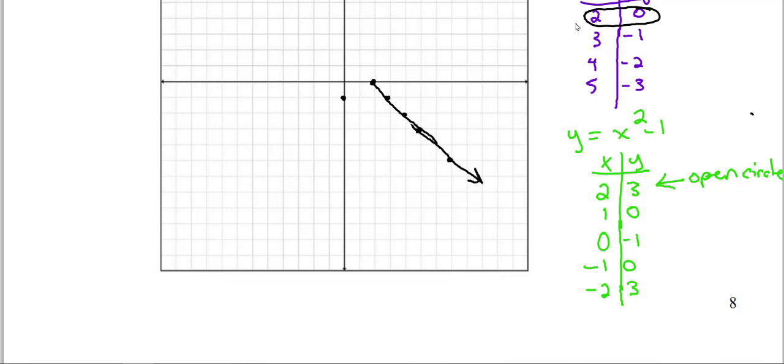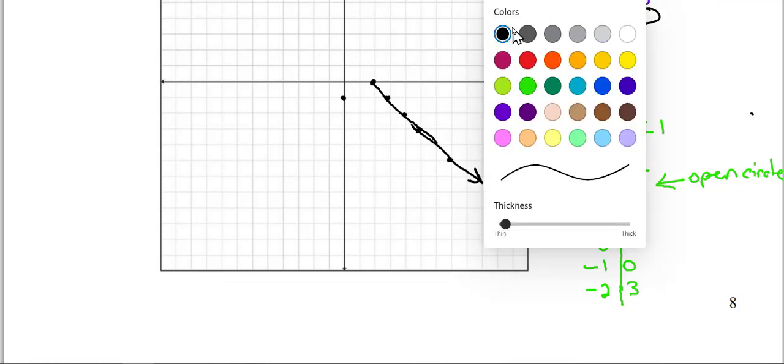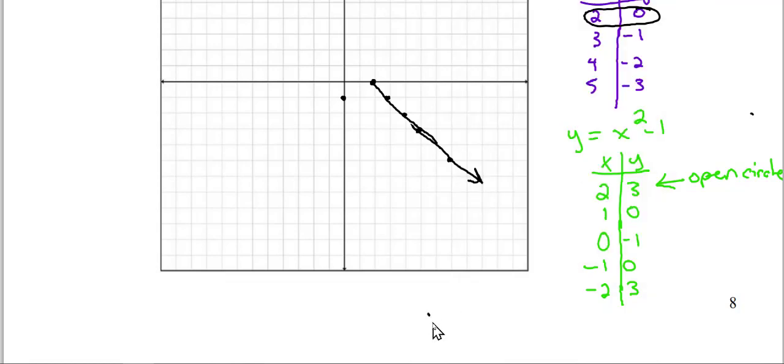Okay, let's plot these. Go back to black, because I want you to remember that it is all one function. We just define it by different equations. So 2, 3, we said had to be an open circle.